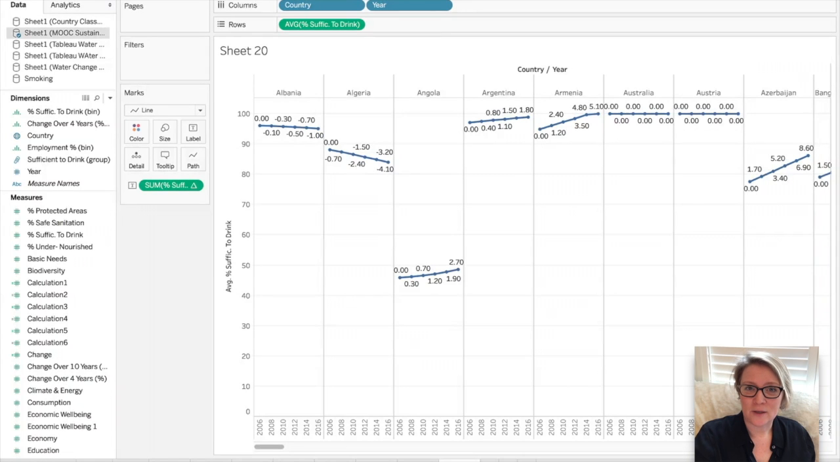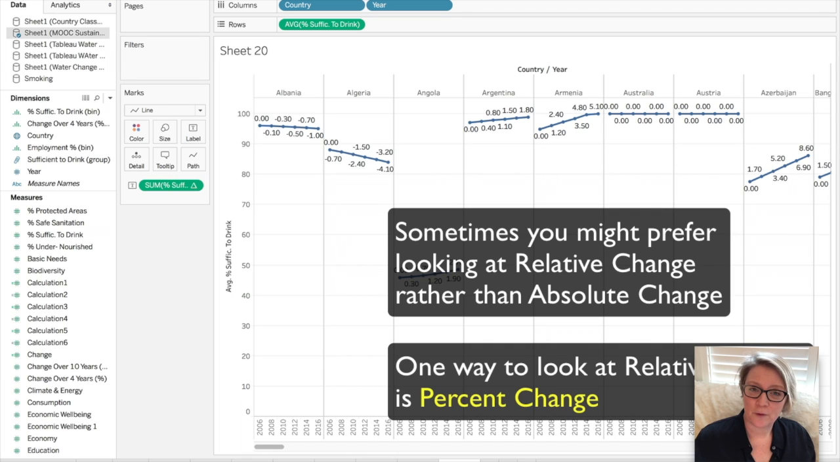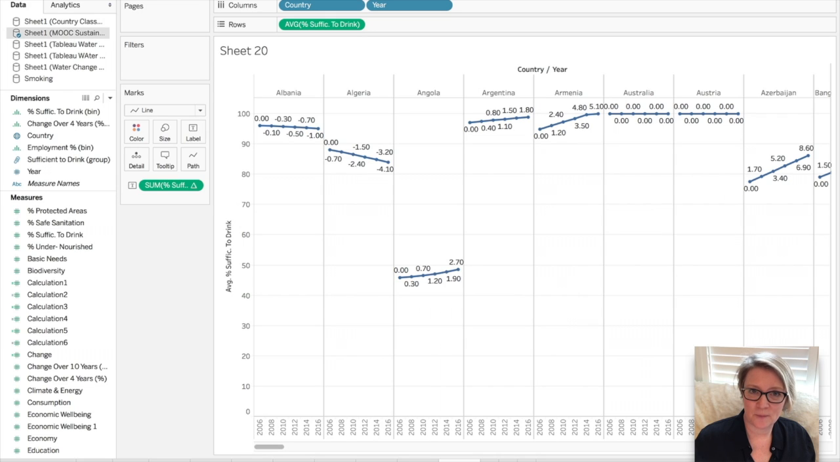Okay, so now that we've looked at the absolute change, we may want to look at the relative change, so the percent change. The first time we were looking at the actual number of percentage points it changed. So 95 to 94 would be a 1% change. However, that number can be a little bit deceiving, or measuring slightly different than what you want to be measuring. We'll show you what that means.